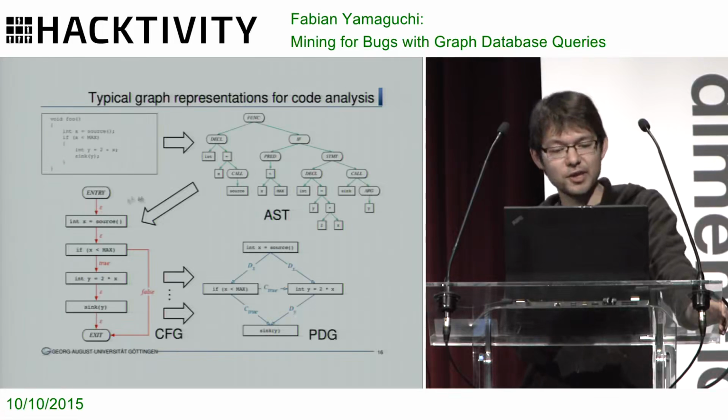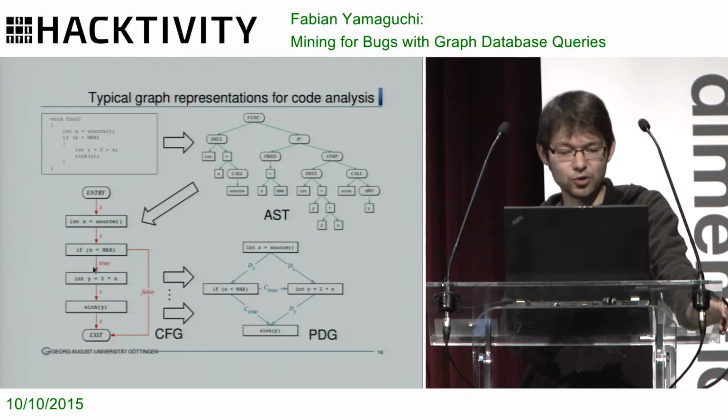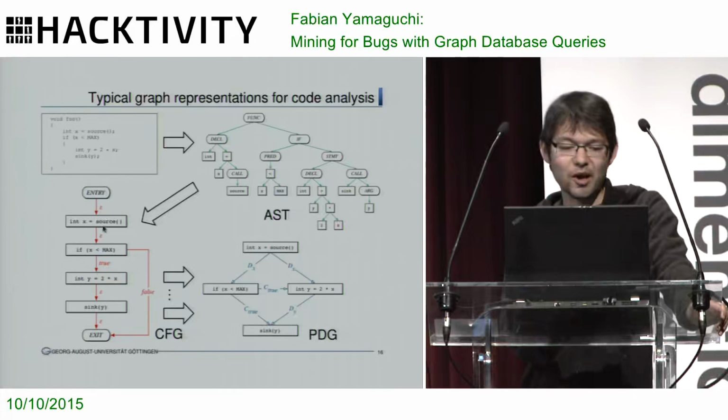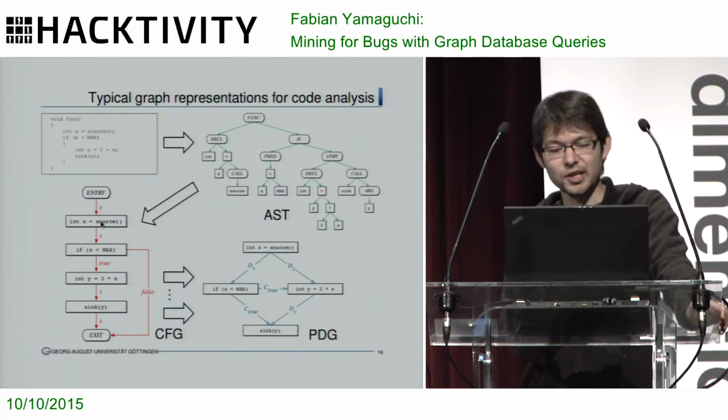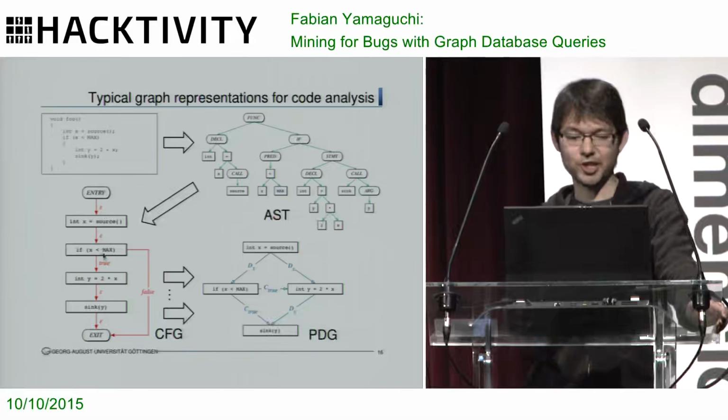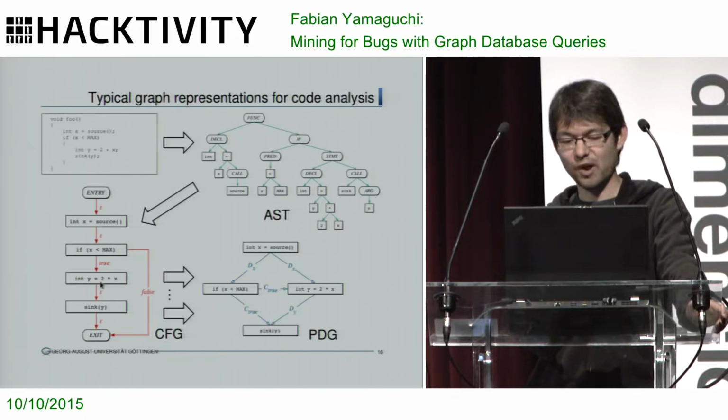Now, another thing that you probably all know is the control flow graph. This is what you get in IDA Pro, for example. This tells you how statements can be reached, as in what conditions need to be true for me to reach a statement. So for example, here you see that x needs to be smaller than max to reach this statement y equals 2 times x.